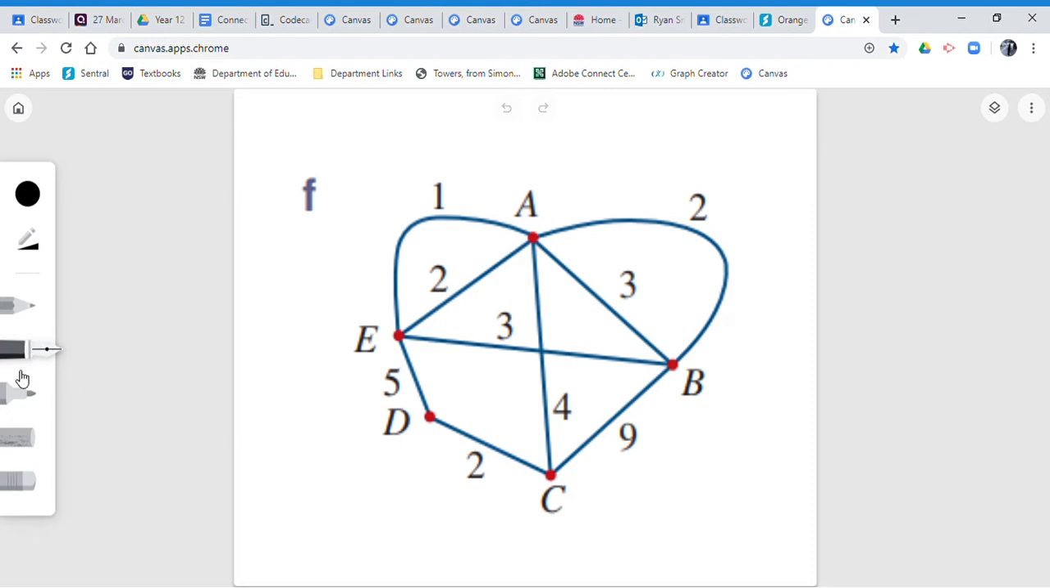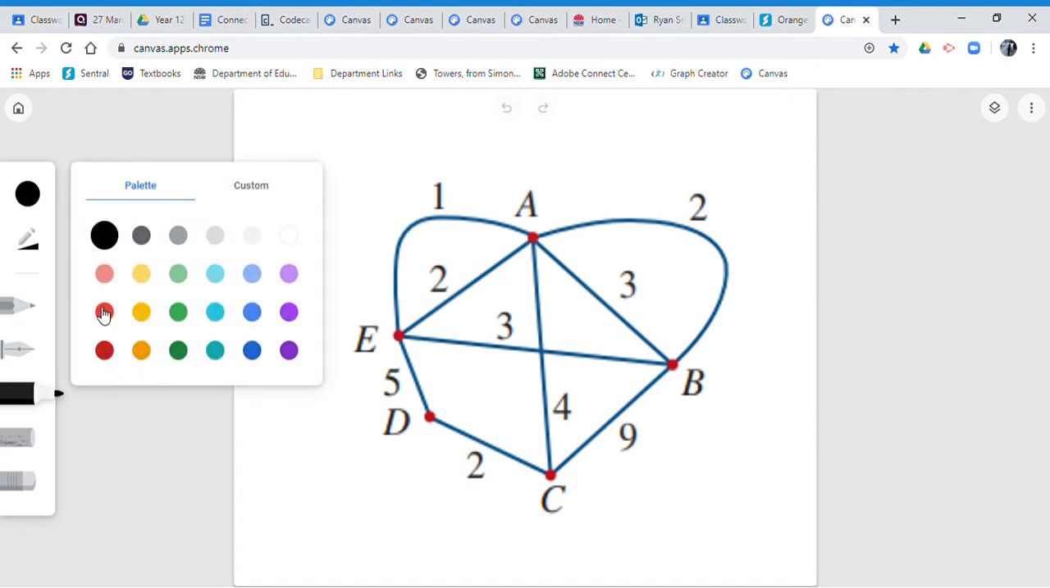So to start, I'll just make my pen a red pen here. I'm going to start at vertex, vertice A. So start here at A.